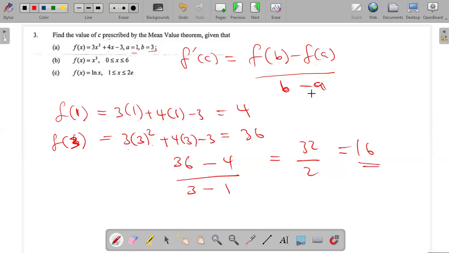But now we're saying I should find the value of c that represents what? The mean value theorem. So f prime of c, meaning I need to get f prime of c, and in the f prime of c, I have to have that c. We're saying that f prime of c is going to be equal to the right hand side here. Our right hand side we found to be 16. So now what's my f prime of c?